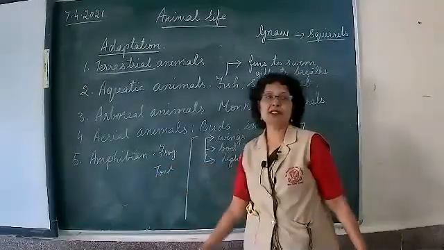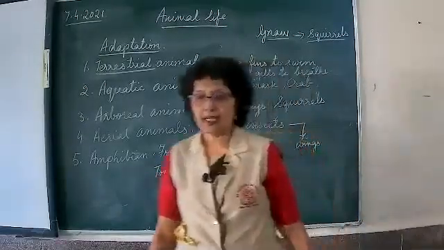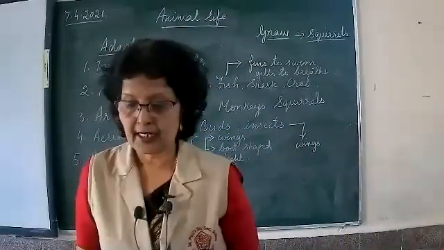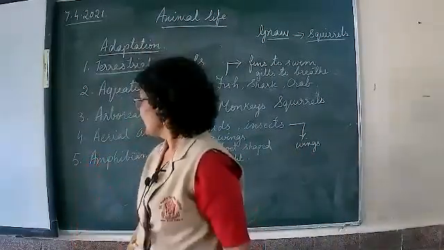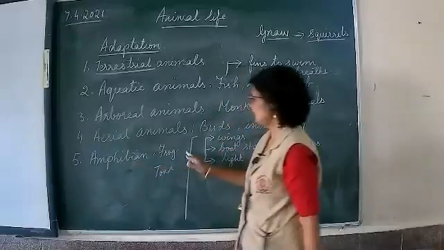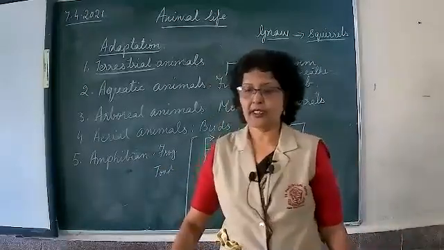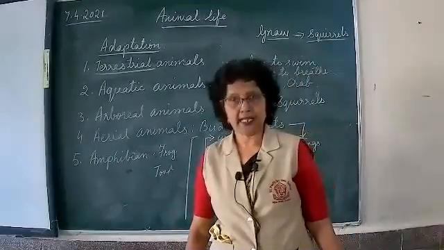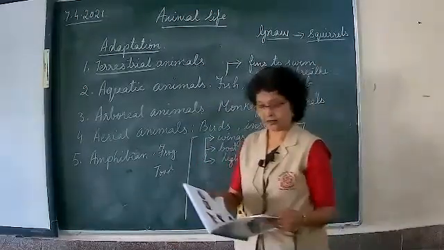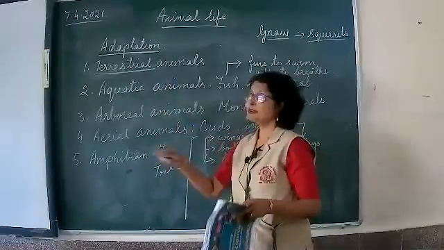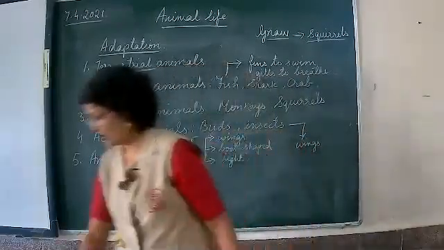Amphibians are the animals which live both on land and in water. When they are in water, they breathe through their moist skin. When they are on the land, they breathe through their lungs. So, this is adaptation according to the environment.